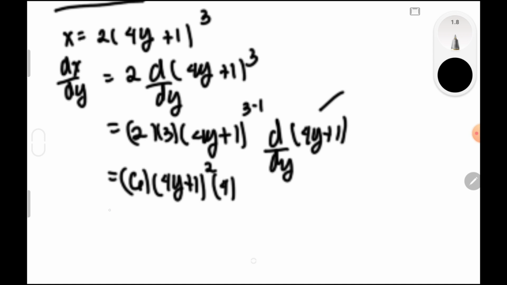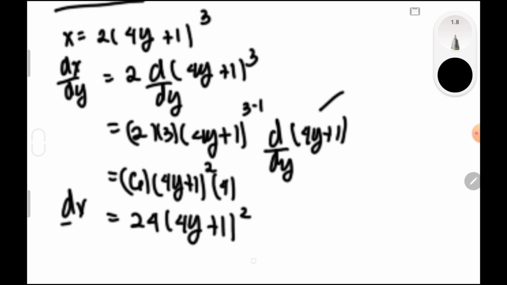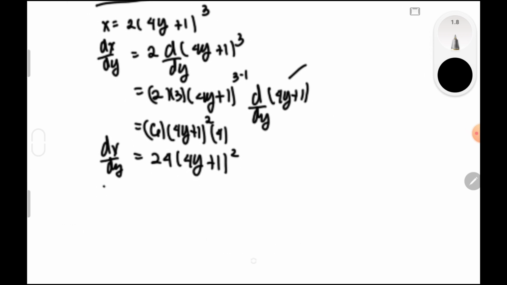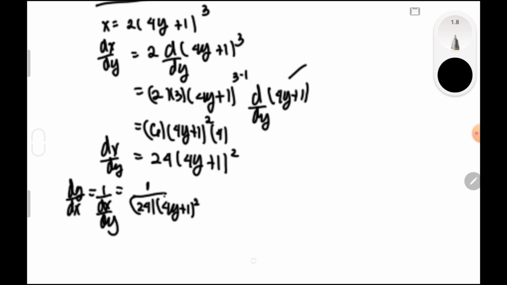Which is equal to 24 multiplied by 4y plus 1 squared, which is equal to dx over dy. So wherein we have 1 over dx over dy, which is equal to our dy over dx, which is equal to 1 over 24 multiplied by 4y plus 1 squared. Okay.